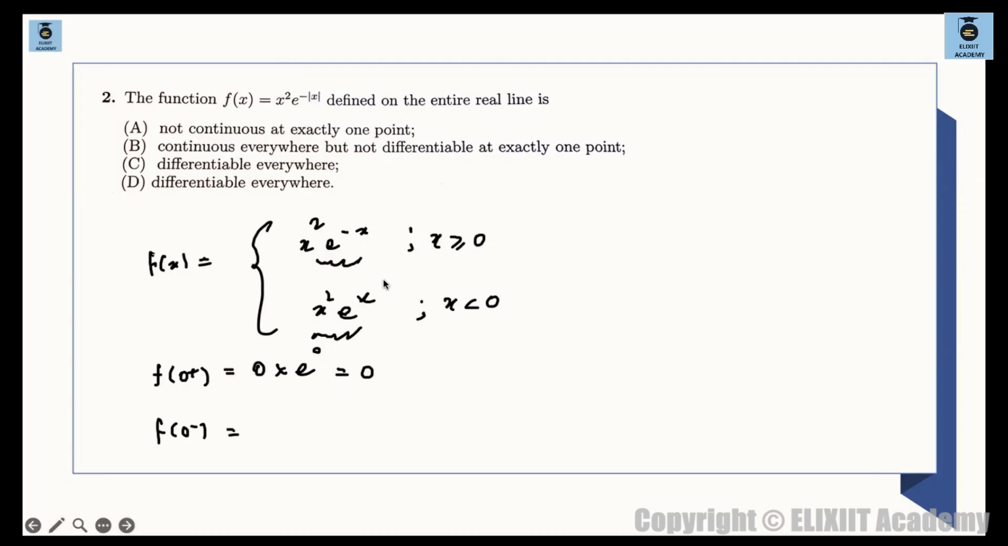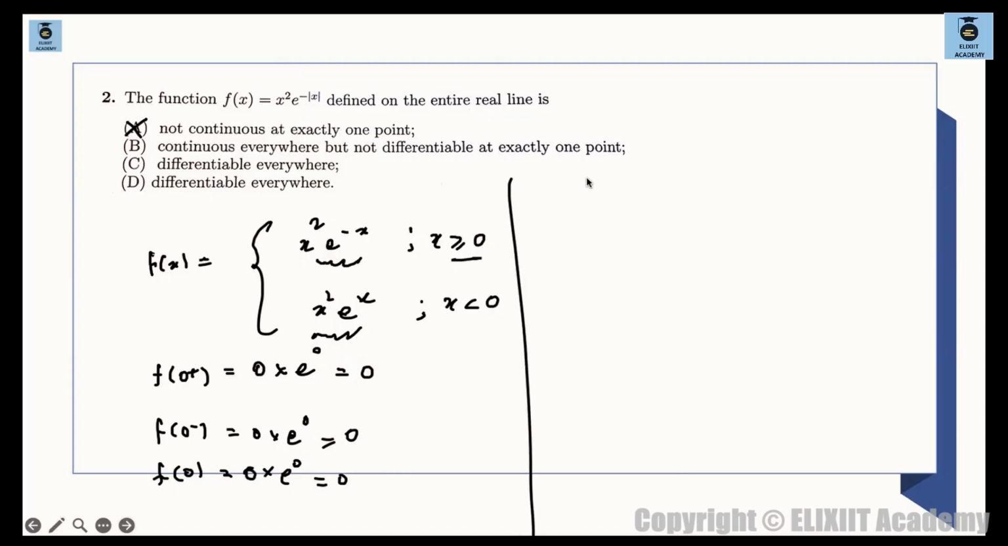So x square e raised to the power of x. So this will become 0 into e raised to the power of 0. Again, this is 0. And f of 0 also we'll consider this branch. Take this branch. So 0 into e raised to the power of 0, which is 0 only. So the function is definitely continuous. So not continuous is gone. f of 0 will definitely be there.